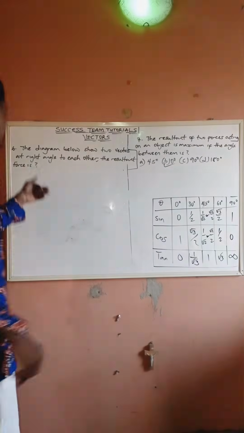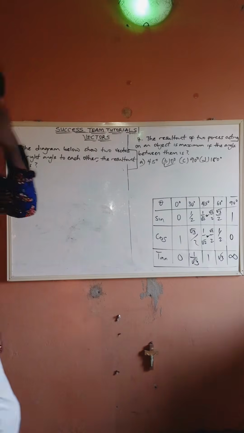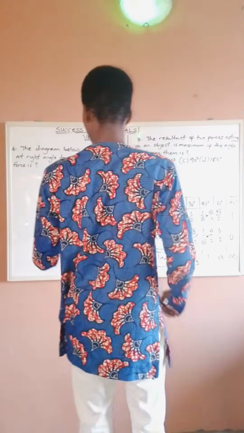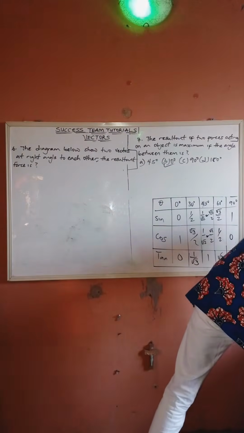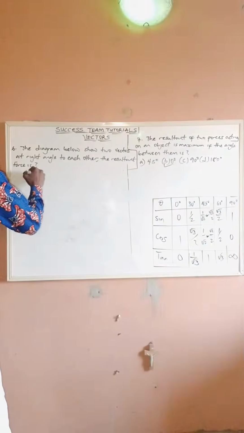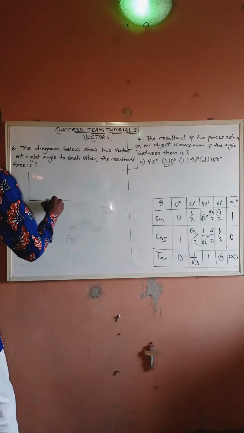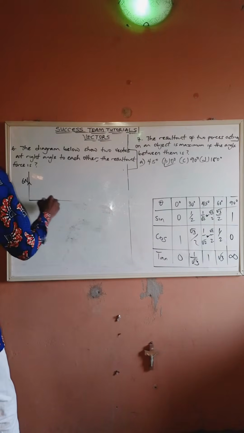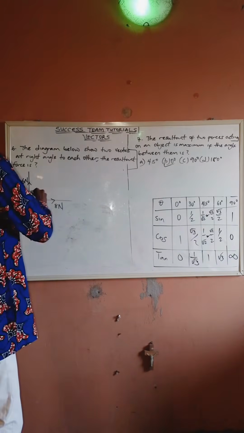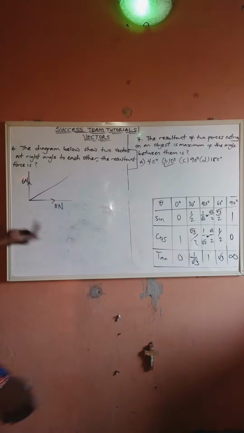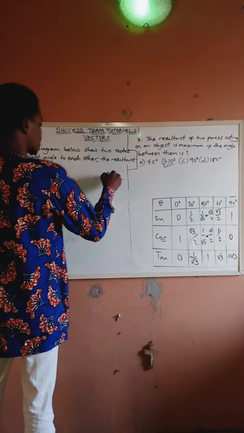Now let's move to question 6. The diagram below shows... oh, I never even drew the diagram. Well, let me see the diagram. In the diagram below, we have 6 Newton and 8 Newton. So we have something like this. This is 6 Newton and this is 8 Newton, right? They say that the diagram below shows two vectors at right angle to each other. Calculate the resultant. That's the resultant force, right? I've given you the Pythagorean triplet 6, 8, 10.